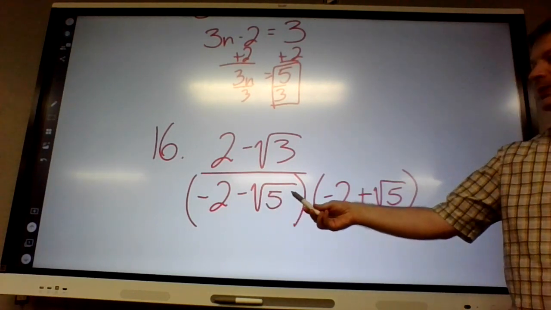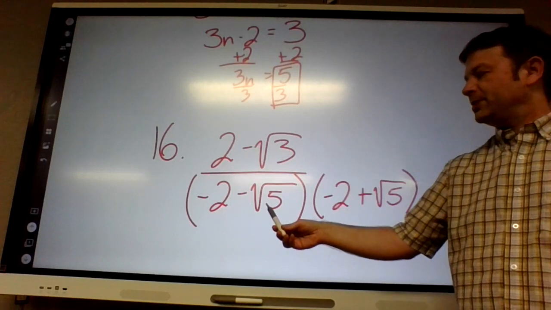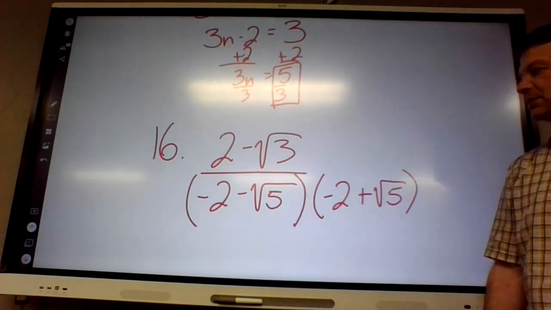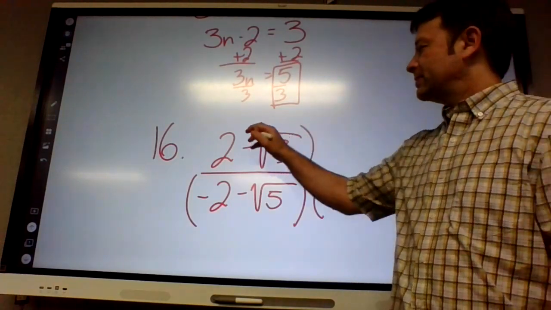You can't just multiply this by the square root of 5 because it would be more than one term. Yeah.